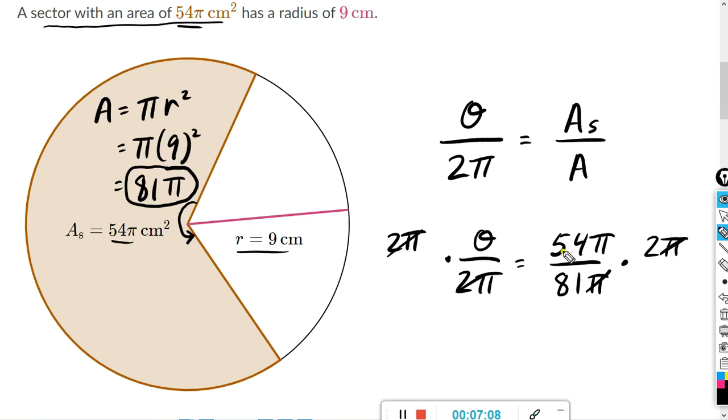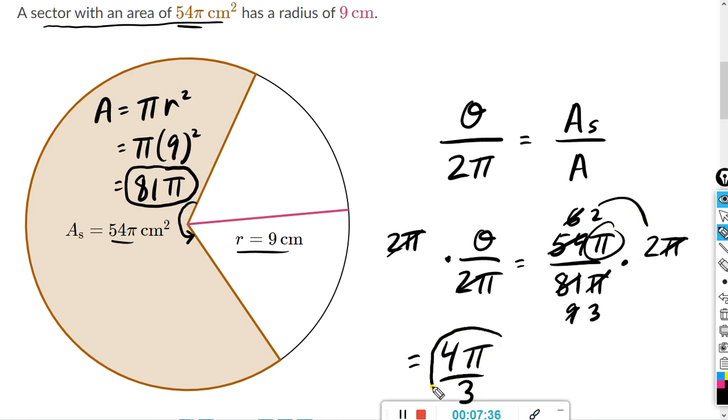And let's see, 54 divided by 9 is 6. 81 divided by 9 is 9. And let's see, 6 divided by 3 is 2. 9 divided by 3 is 3. And in the numerator, we're left with 2 times 2, which is 4. And we still have the pi. And the denominator has the 3. So that's our central angle, 4 pi over 3.